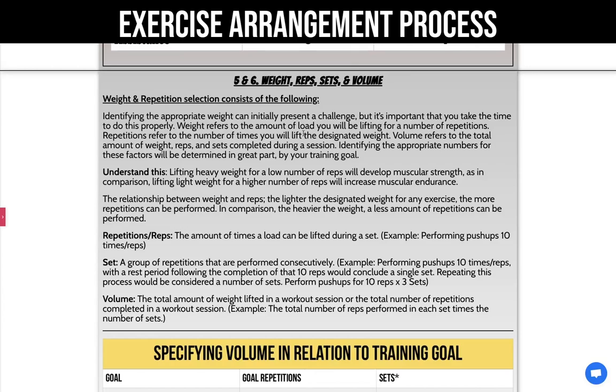So I just had to interrupt real quick to let you know. Weight refers to the amount of load you will be lifting for a number of repetitions. Repetitions refer to the number of times you will lift the designated weight. Volume refers to the total amount of weight, reps, and sets completed during a session. Remember that. Sorry, I left out volume there. Identifying the appropriate numbers for these factors will be determined in great part by your training goal.